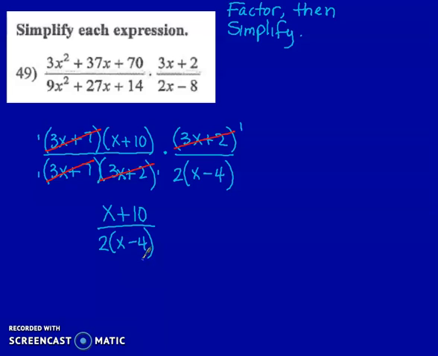So in reality, we really didn't have to do any multiplication at all. Factor, then simplify, then multiply. All right, so that's an example there. That was number 49 from your summer packet.